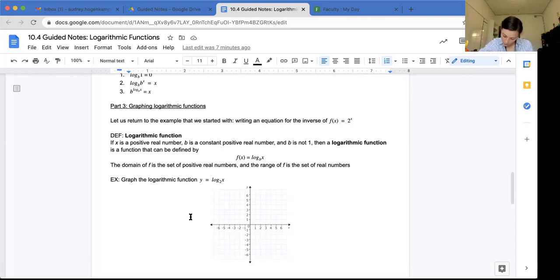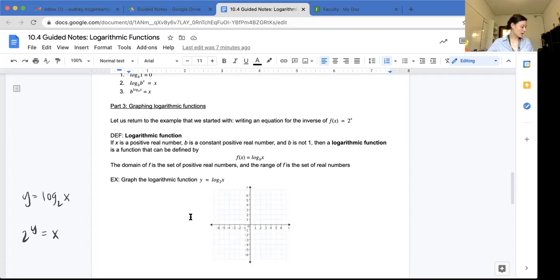All right, graph the logarithmic function y equals log base 2 of x. First, let's write this equation with exponential notation. If y equals log base 2 of x, then we can write this as 2 to the y is equal to x. And then, just like we normally do, we can pick x and y values to plot.